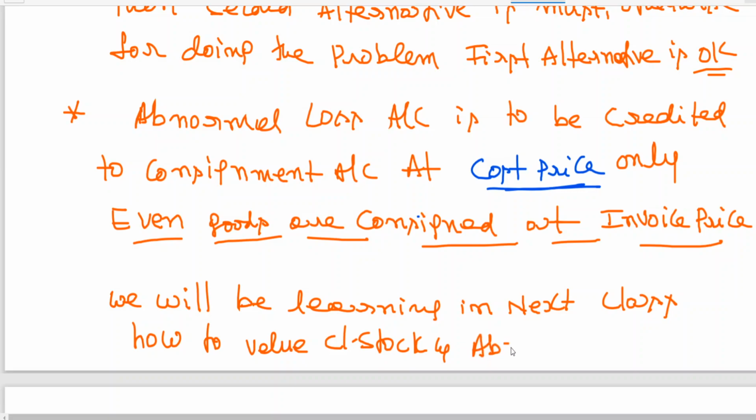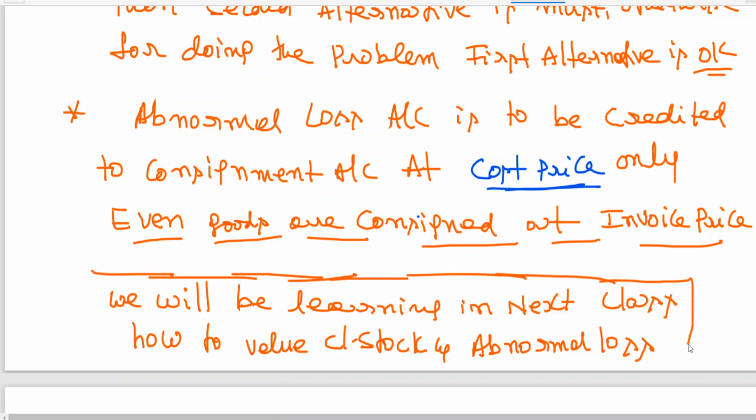and abnormal loss. We have learned only the accounting treatment today. Please try to understand, we have learned how to pass entries, but we should learn how to value closing stock and abnormal loss. This we will be learning in the next class, tomorrow. Now today's class is not yet completed. We need to complete the profit or loss, no?